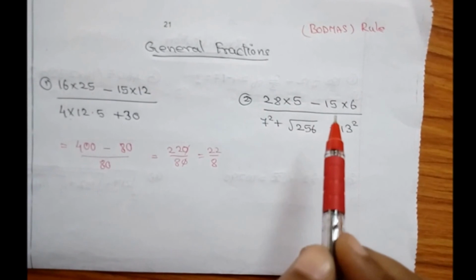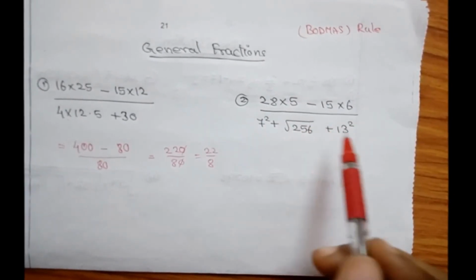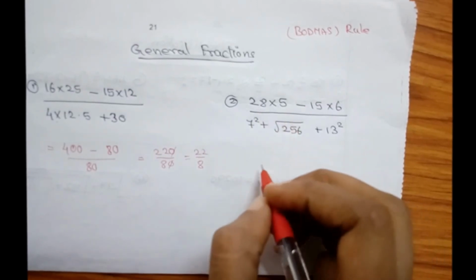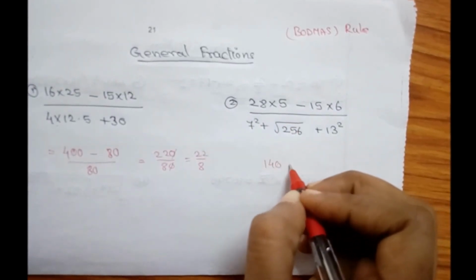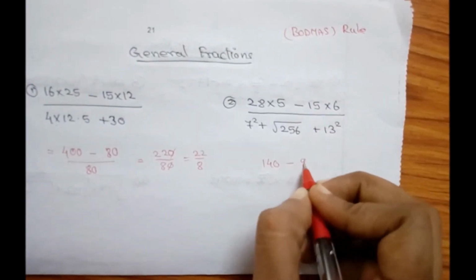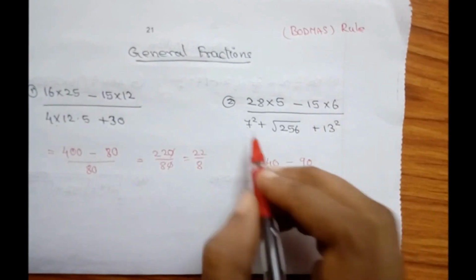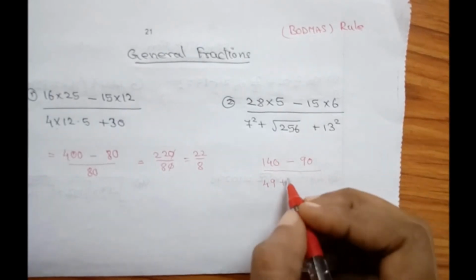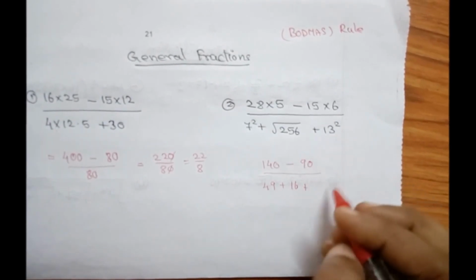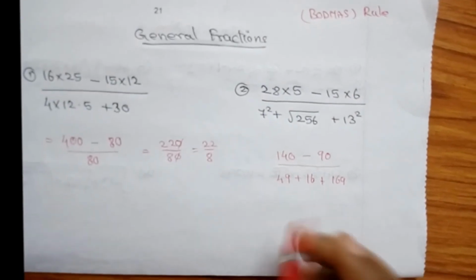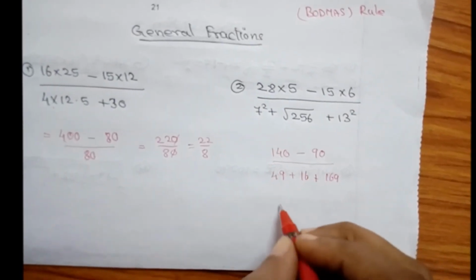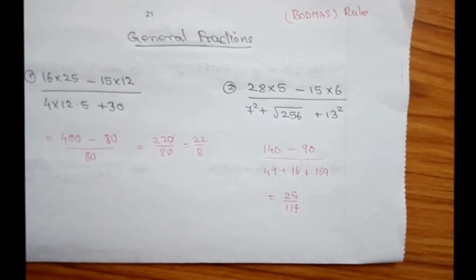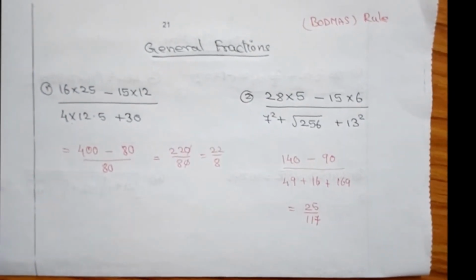Okay, see, first pause the video and try this sum and I will tell the answer right now. Okay, for first here I have 28 into 5, which will give me 140, and after that 15 into 6 will give me 90 by 7 squared, 49, plus, here I have a root of 256 which is 16 plus 13 squared is 169. So after subtracting them and adding them, I'll get the answer of 25 by 117. Okay, this will be my answer. Just pause the video and try doing each and every sum by yourself.